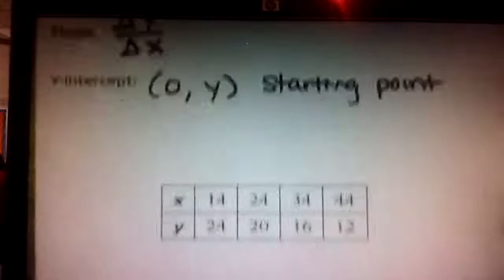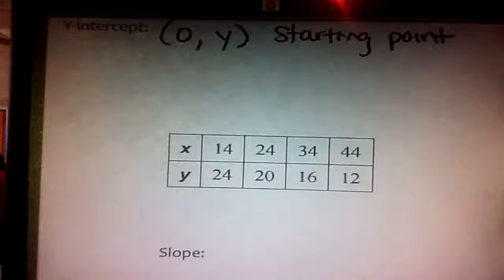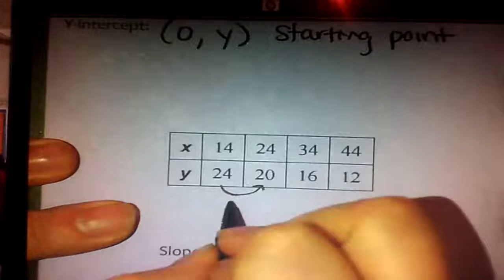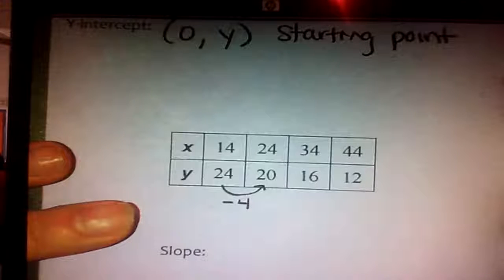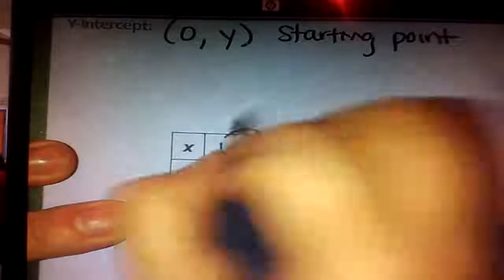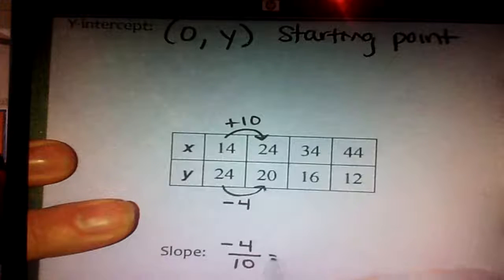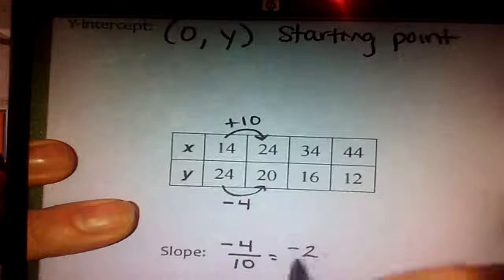Okay. So let's take a look at this. This is my first table. All we're going to look at in this one is tables and how to come up with the equation from a table. Okay. So right now, my change in y is negative 4. It's going down. And plus 10 in my x. So my slope is negative 4 over 10, which reduces down to what? Negative 2 over 5.